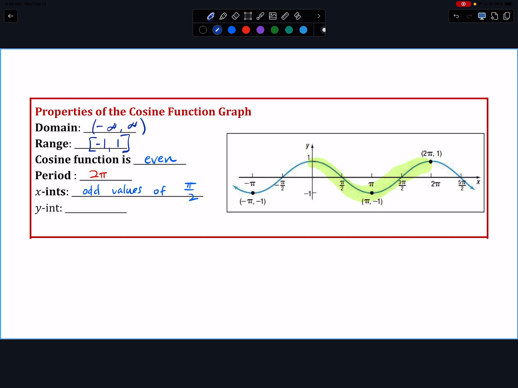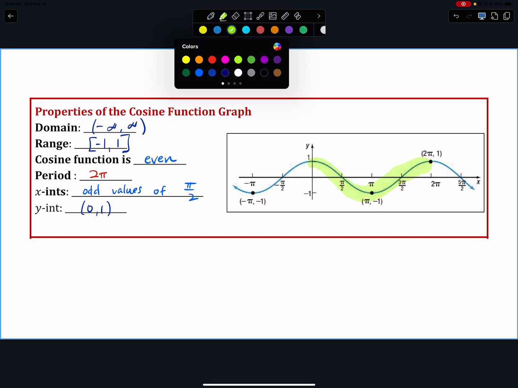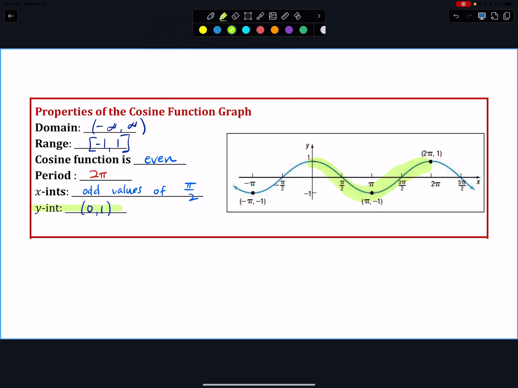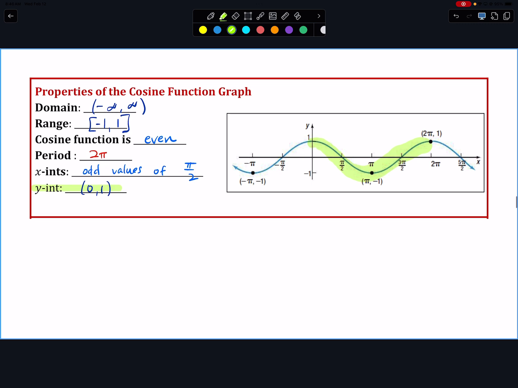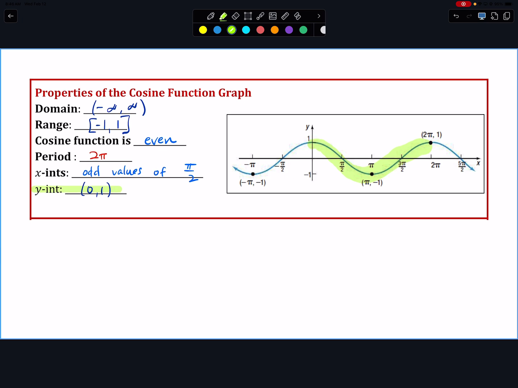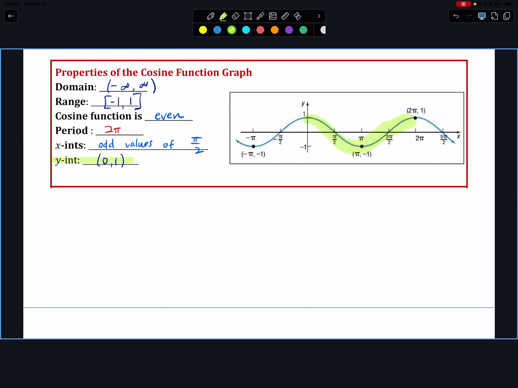And then the y-intercept is important because this is how you identify what type of graph it is. The y-intercept is going to be 0, 1. Okay. Is everybody cool with this? All right, so let's move forward.